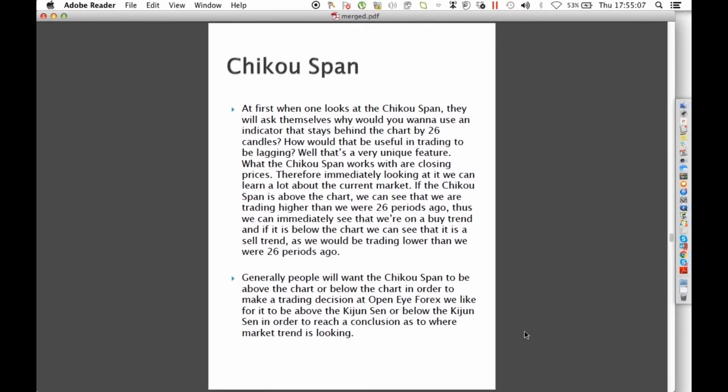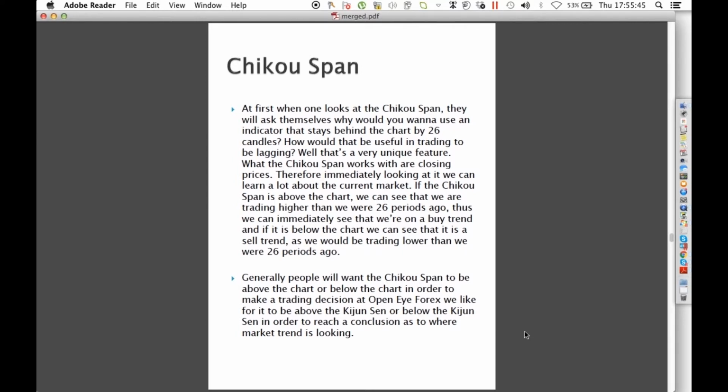What the Chikou Span works with are closing prices. Therefore, immediately looking at it, we can learn a lot about the current market. If the Chikou Span is above the chart, we can see that we are trading higher than we were 26 periods ago. Thus, we can immediately see that we are in a buy trend. And if it's below the chart, we can see that it is a sell trend, as we would be trading lower than we were 26 periods ago.